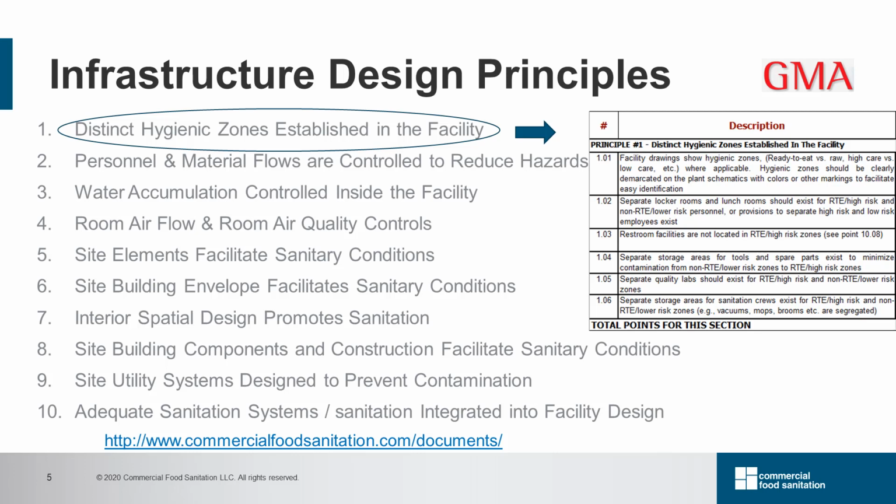The infrastructure hygienic design principles recommended by GMA are suitable for the producers of low water activity products, like bakery goods, for instance. In addition, AMI, the American Meat Institute, has also hygienic design principles recommended for meat and poultry producers. Both principles from GMA and from AMI are available on our CFS website.